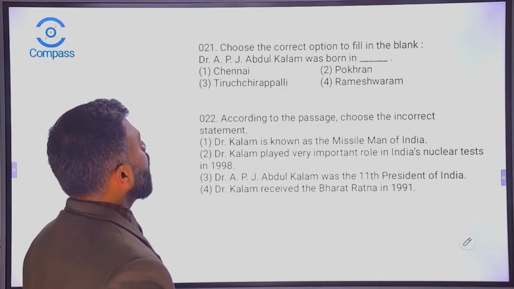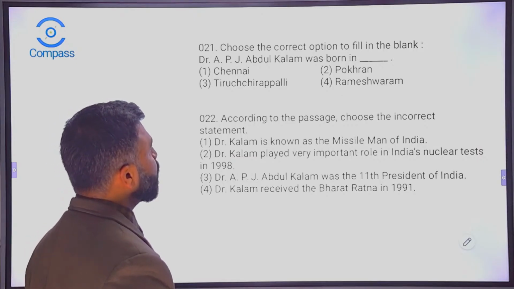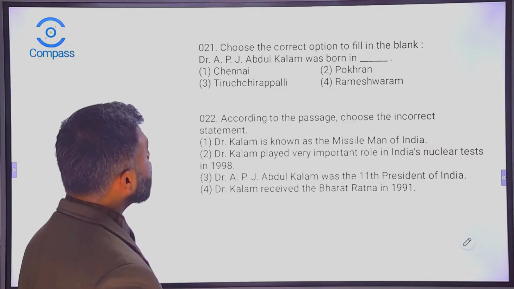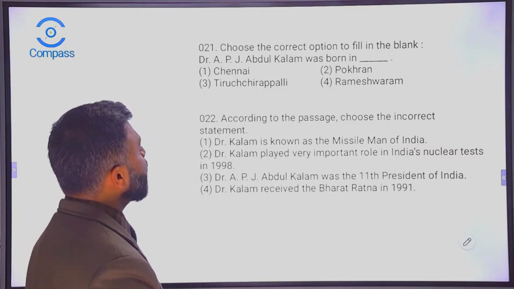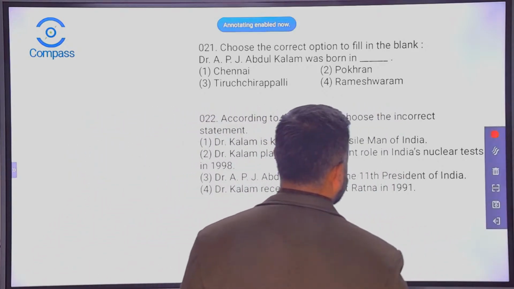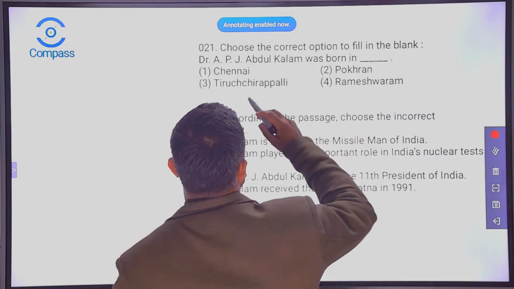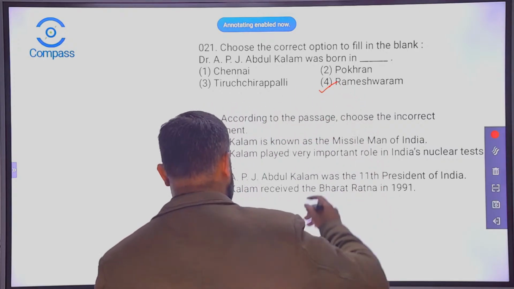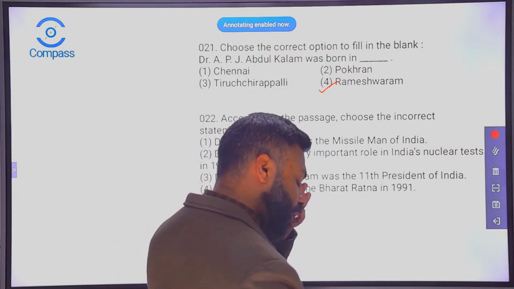Okay, so choose the correct option to fill in the blank. Let's see. Dr. APJ Abdul Kalam was born in, yes, you need to be sure of the details that we have read. So not Chennai, not Pokhran, not Tiruchirappalli. This is Rameshwaram, right? So he was born in Rameshwaram.